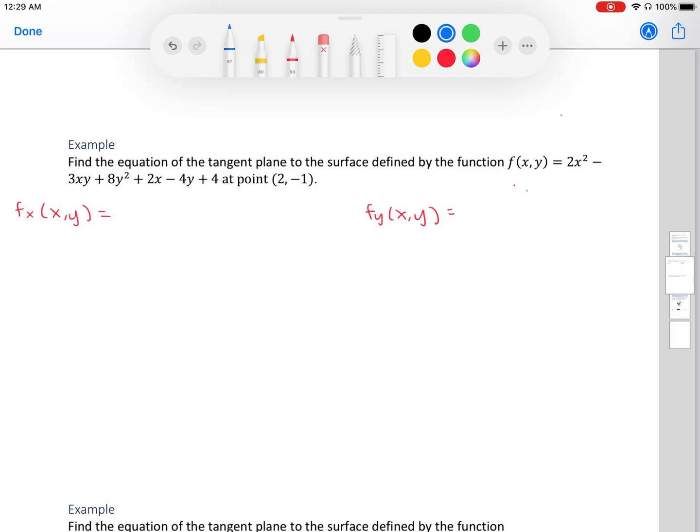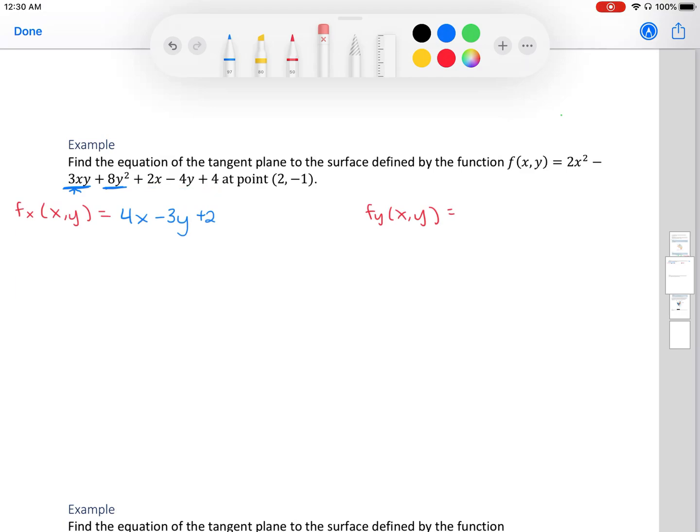Okay, so we have our function, and I first want to find the derivative in terms of x. I have 2x squared, which gives me 4x, minus 3xy. Y is a constant, but the derivative of x is 1, so I have minus 3y, plus 2. The derivative of 2x is 2. The derivative of 8y squared is 0, so we can disregard it. The derivative of negative 4y is 0. The derivative of 4 is 0. Okay, so we have our first derivative in terms of x.